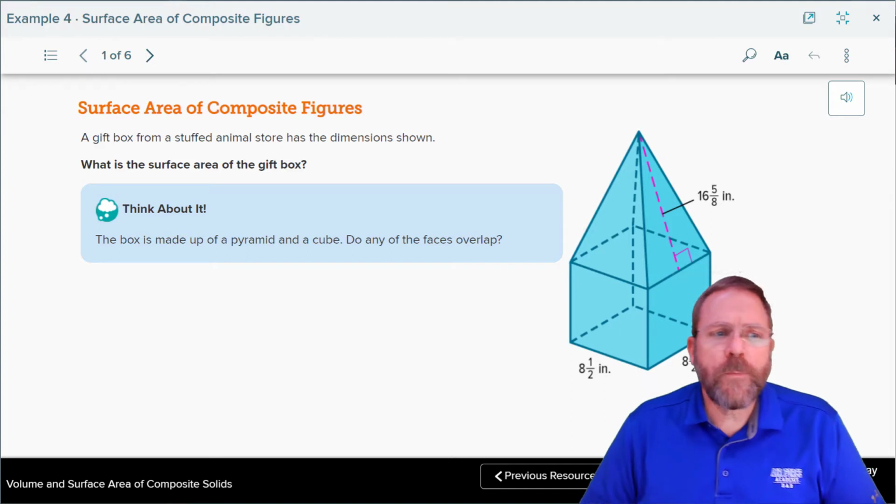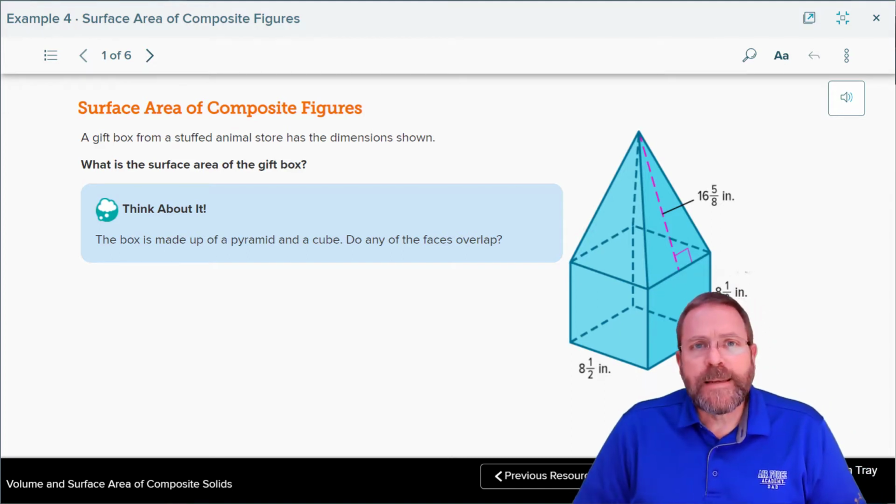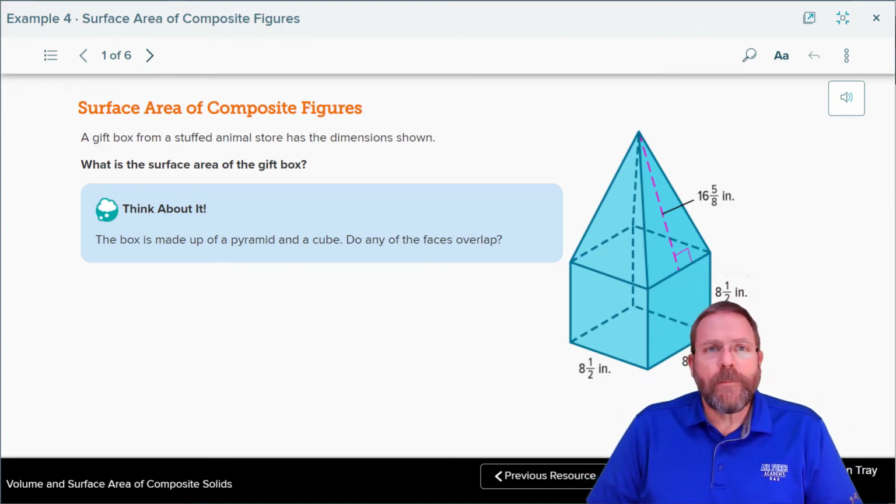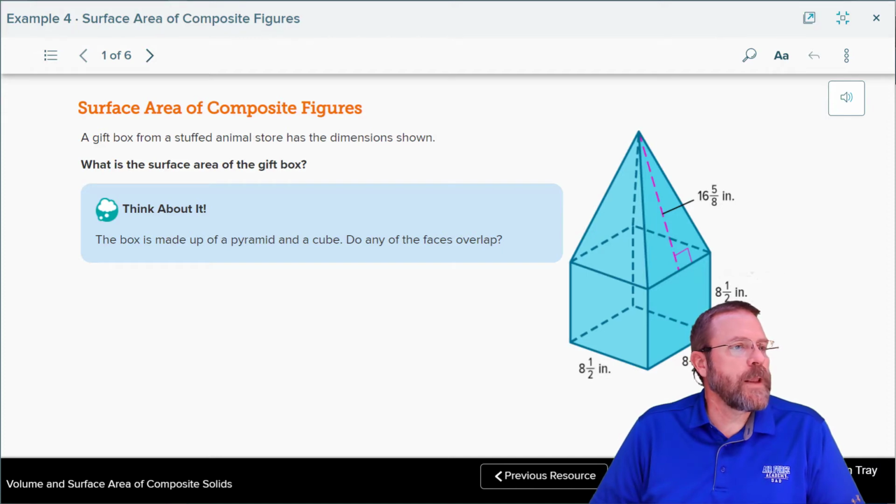Well, that spells it out pretty good. I like making nets on mine, but when you're dealing with composite figures, it's kind of hard to make a net of a composite figure. Here they have a gift box for a stuffed animal that has the dimensions that are shown, and they want to know what the surface area of this box is going to be.